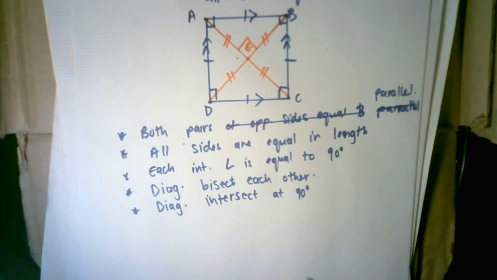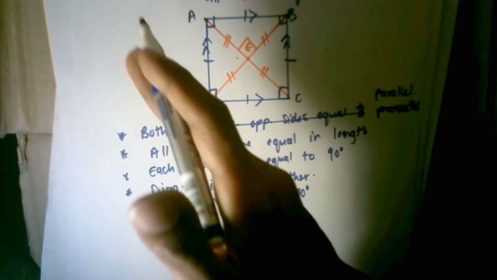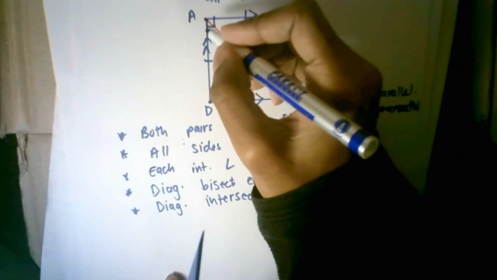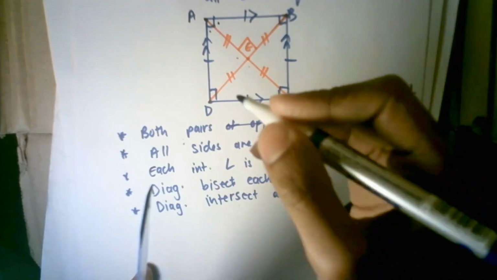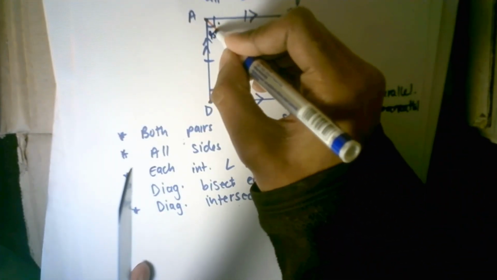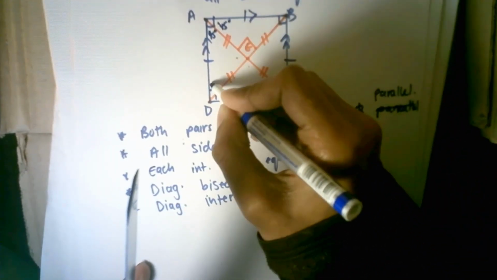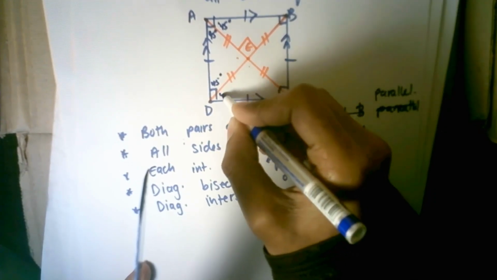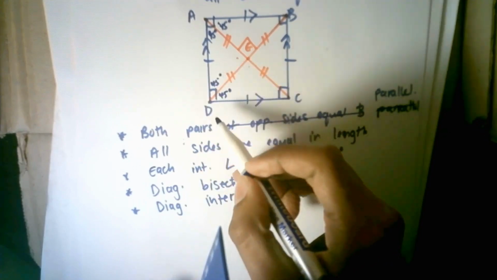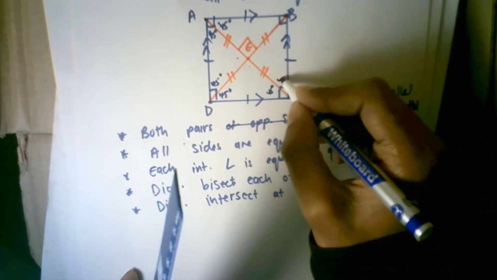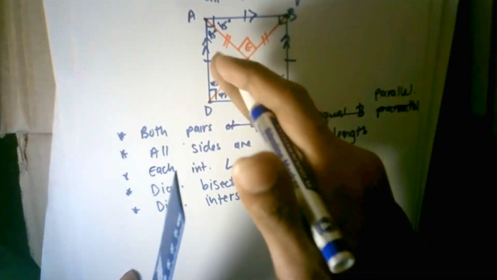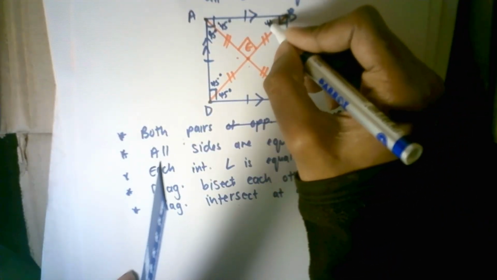So let's look at angle A. This diagonal cuts it in half. So this part is equal to this part. And of course, if it's 90 degrees, 90 degrees divided by 2 is 45 degrees. So this part is 45 degrees. This is 45 degrees. Angle D is cut in half. So this is 45 degrees, 45 degrees. So the entire angle D is equal to 90 degrees. Angle C, we have 45 degrees, 45 degrees, the diagonal is cutting it in half, and angle B as well, 45 degrees, 45 degrees.